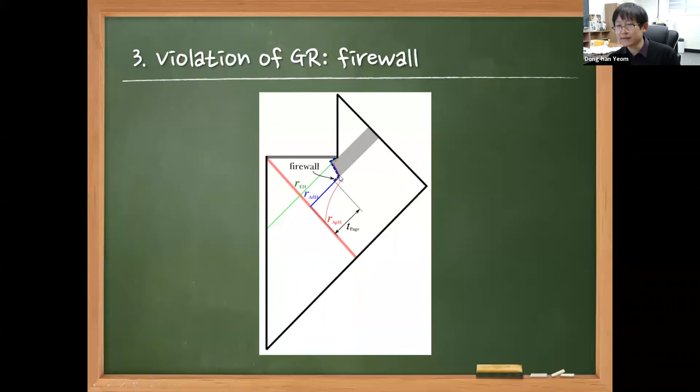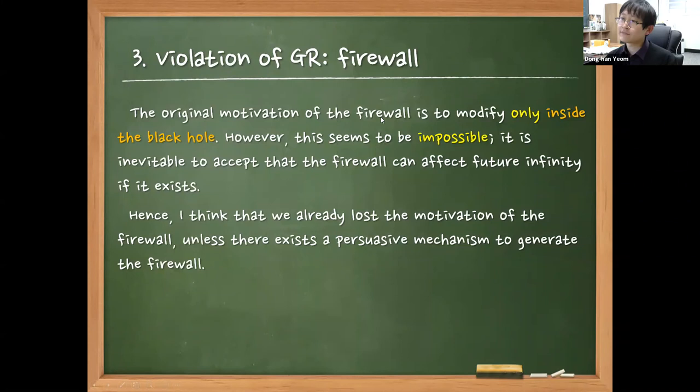And hence, some effects of the firewall must be naked by assuming the non-adiabatic fluctuations. The price of the non-adiabatic fluctuation is the probability. It is probabilistically highly suppressed, but there's no physical principle to disallow that possibility. So in principle, this can be allowed. The original motivation of the firewall is to modify only the inside of the black hole. However, this seems to be impossible. Based on several possibilities, we checked that for almost all interpretations, the firewall must be naked. It is possible that the firewall can be naked.